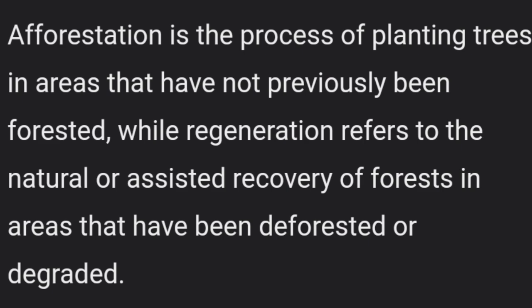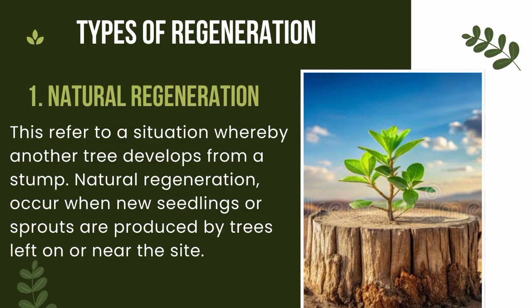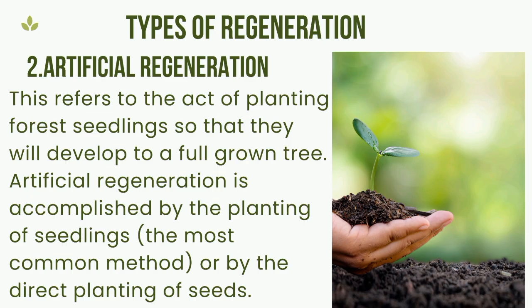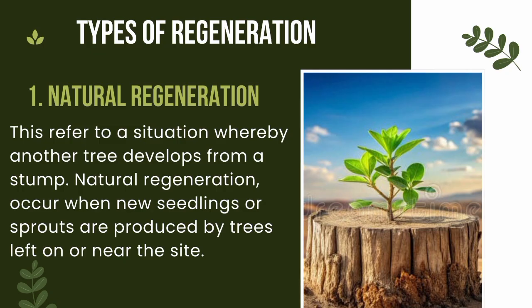Then there are two types or methods of regeneration. They are called natural regeneration and artificial regeneration. Now let's pick one after the other and say one or two things about it. Now, natural regeneration. This refers to a situation whereby another tree develops from a stump. Natural regeneration occurs when a new seedling or sprout is produced by trees left on or near the site.